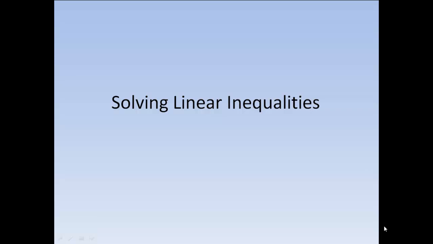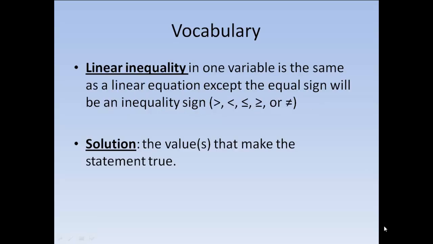We're going to look at solving simple linear inequalities and some vocabulary first. The first one, a linear inequality in one variable. It's the same thing as a linear equation except the equal sign will be an inequality sign. So it's going to be greater than, less than or equal, greater than or equal to, or not equal. And remember, a linear equation is a type of equation that can be written as y equals ax, where our exponent of the x is just a 1.